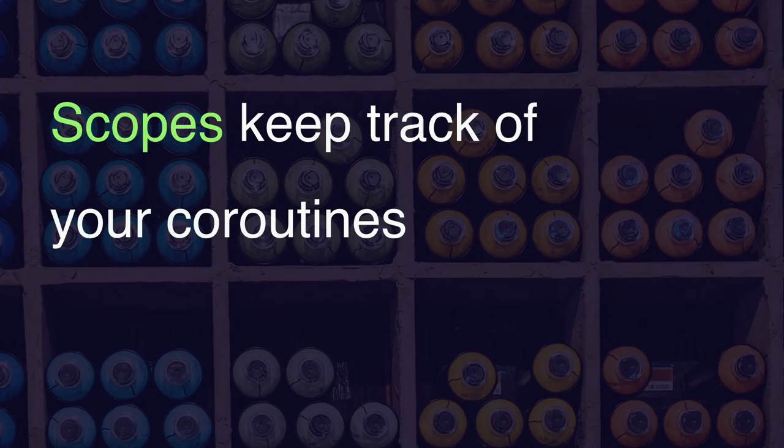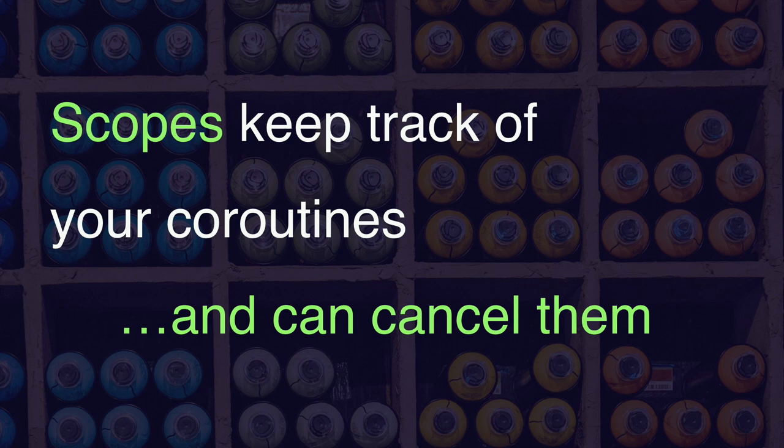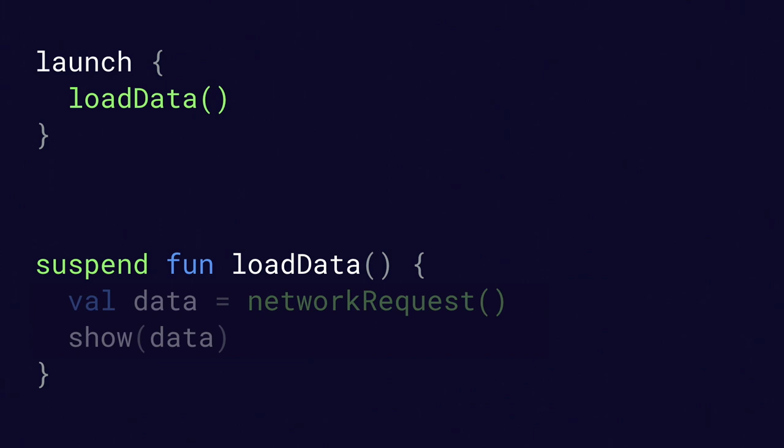In order to solve this, Kotlin introduces the idea of scopes. So a scope, it's a coroutine scope. A scope keeps track of your coroutines, and they can also cancel all of the coroutines that they're keeping track of. I can make all 1,000 coroutines that I just launched go into a single scope, and now I have a way to cancel those coroutines.